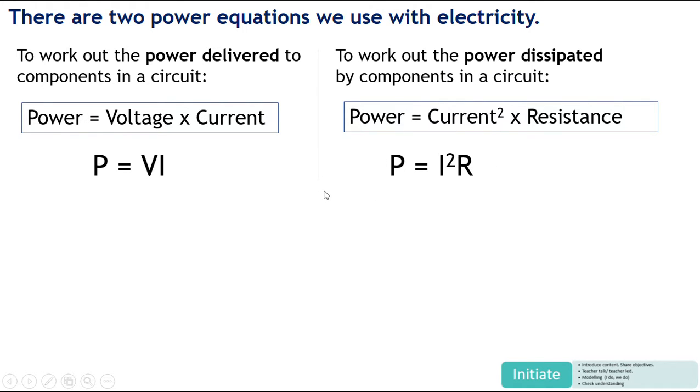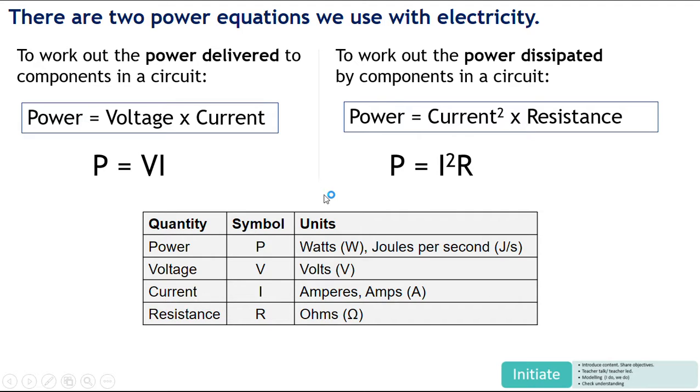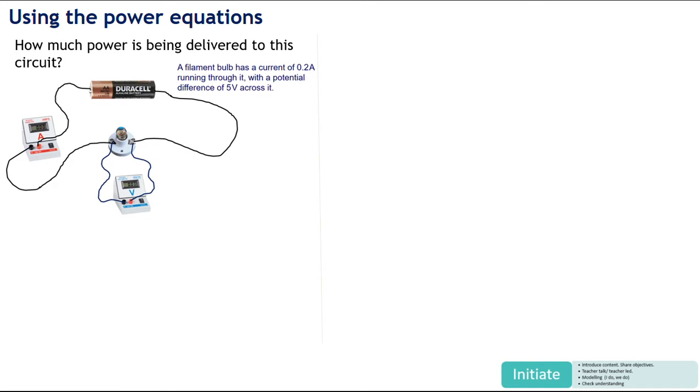Okay? And you should also know the quantities, symbols and units. So pause this and write this down. This is the keynotes. And moving on. So using the 2 formulas, here's an example of the first one.